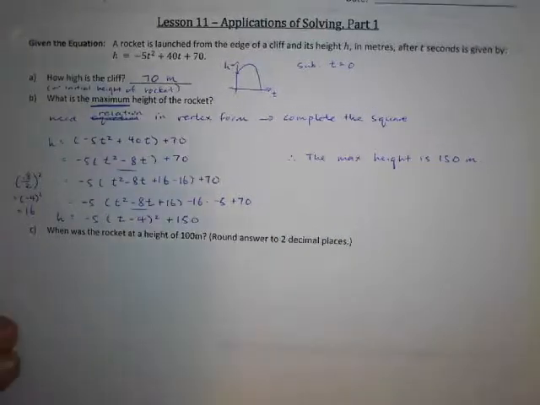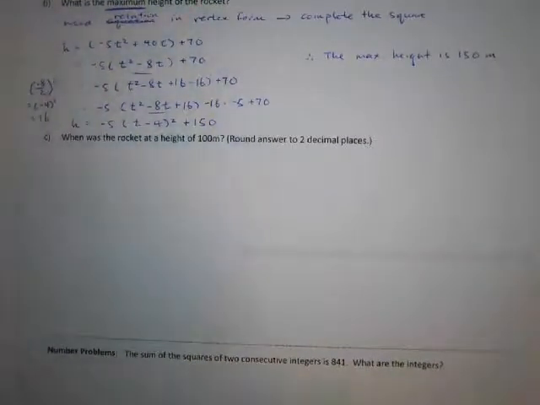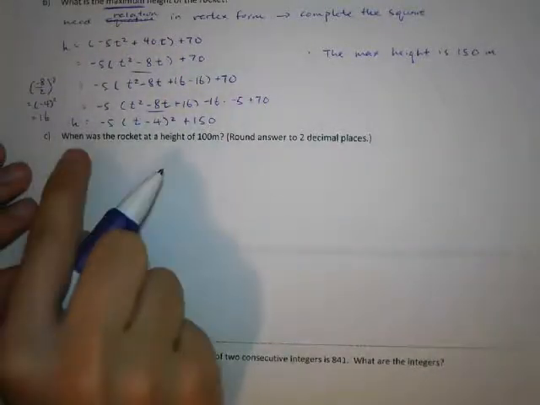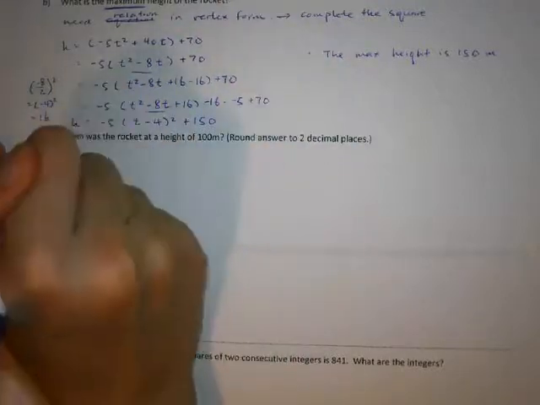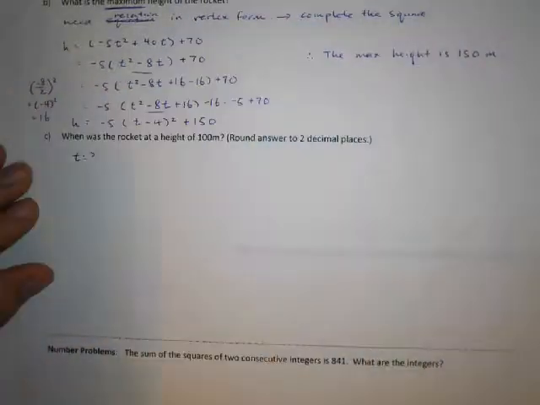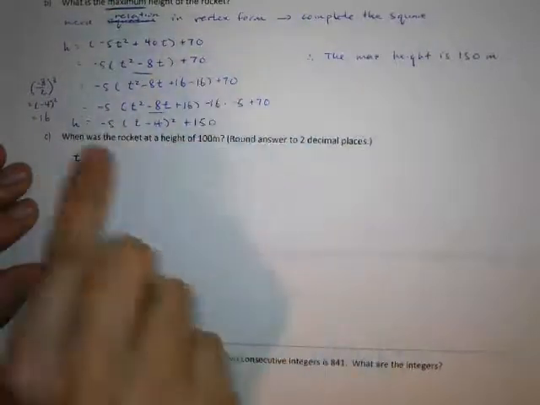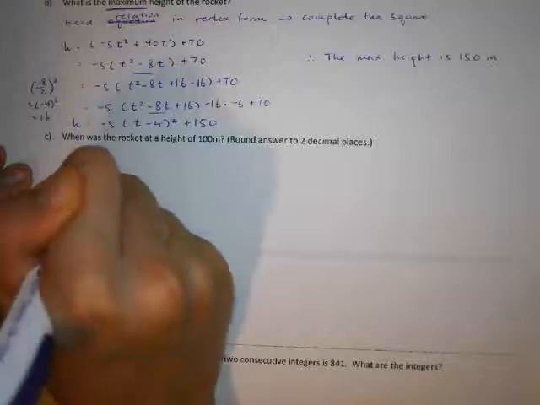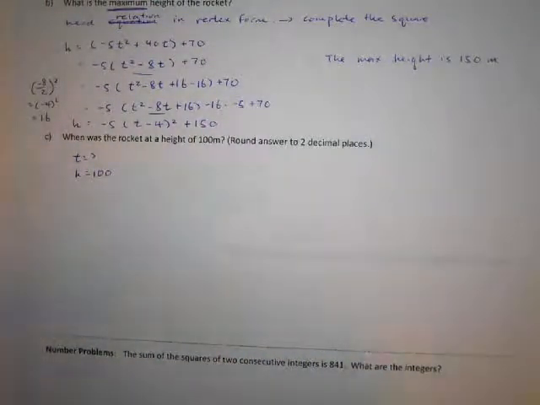So now for part C, it's asking us when was the rocket at a height of 100 meters, and round the answer to 2 decimal places. So it's asking us when, so we're looking for time. If we use the equation, that means we need to know what height is. So it does tell us the height is 100 meters. So we know that the height is 100 meters. We have to look for the time.